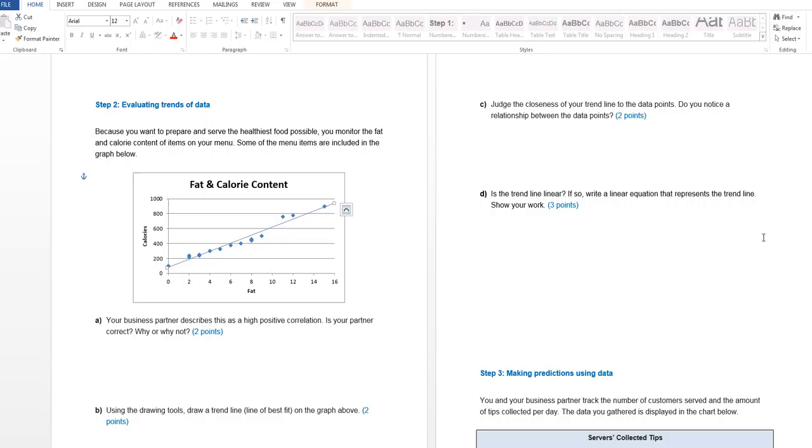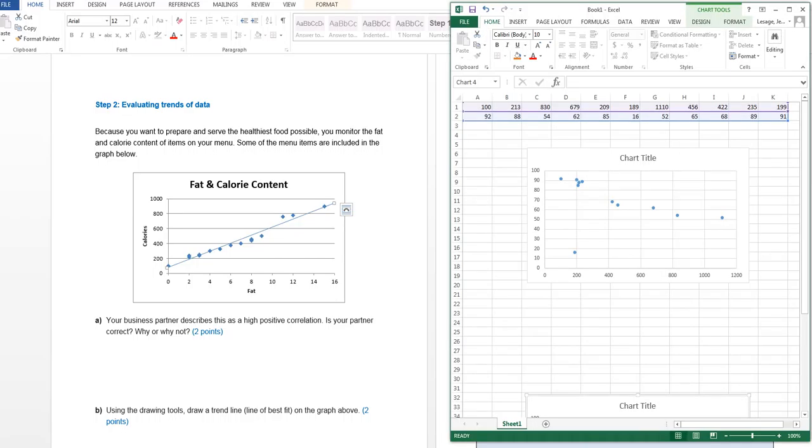Now, is there another way to do it? Is there an easier way to do it? Well, there certainly is another way. We can go to Excel. As you can see, this is Microsoft Excel.